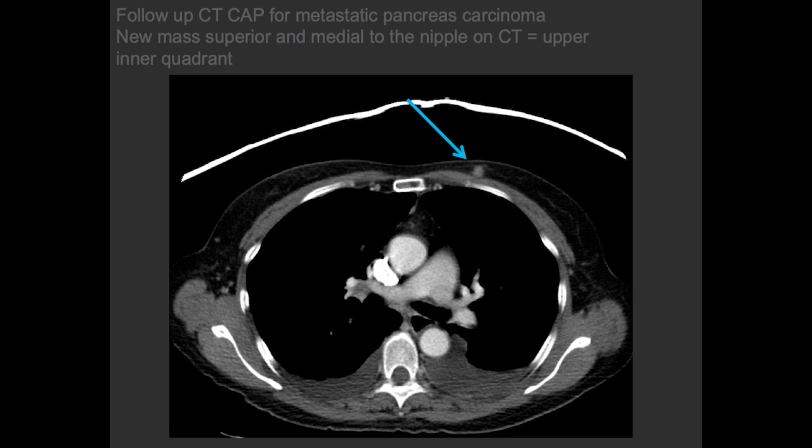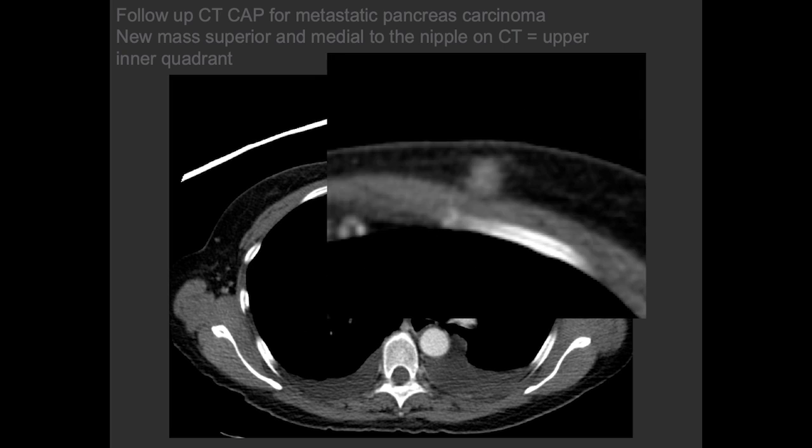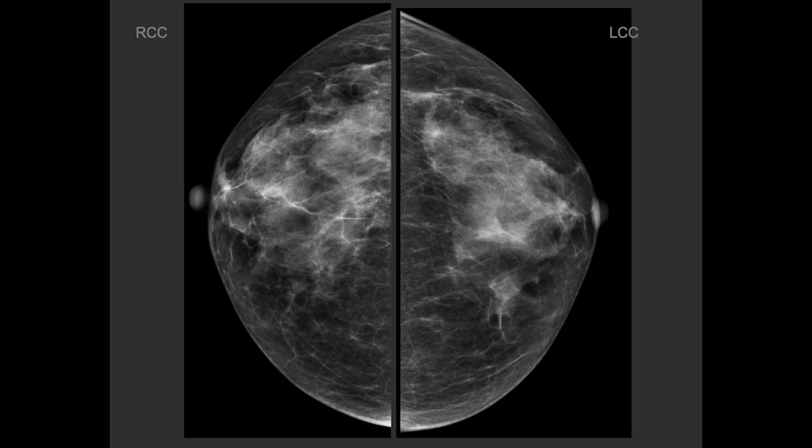And here's an example of how these types of tools can help localize a finding seen on a CT or other imaging findings. So this was a follow-up CT chest, abdomen, pelvis for metastatic pancreas carcinoma, and a new mass was seen superior and medial to the nipple in the left breast on CT, or in the upper inner quadrant. And there it is, photographically enlarged.